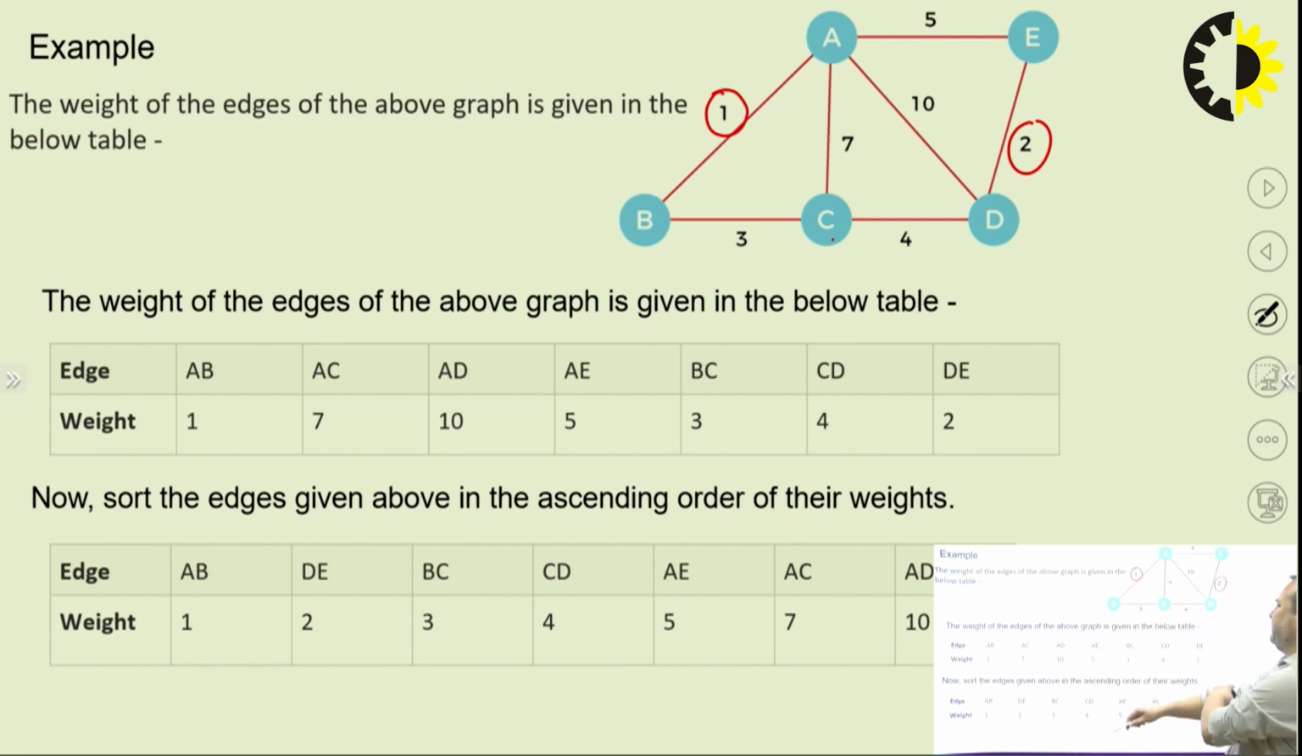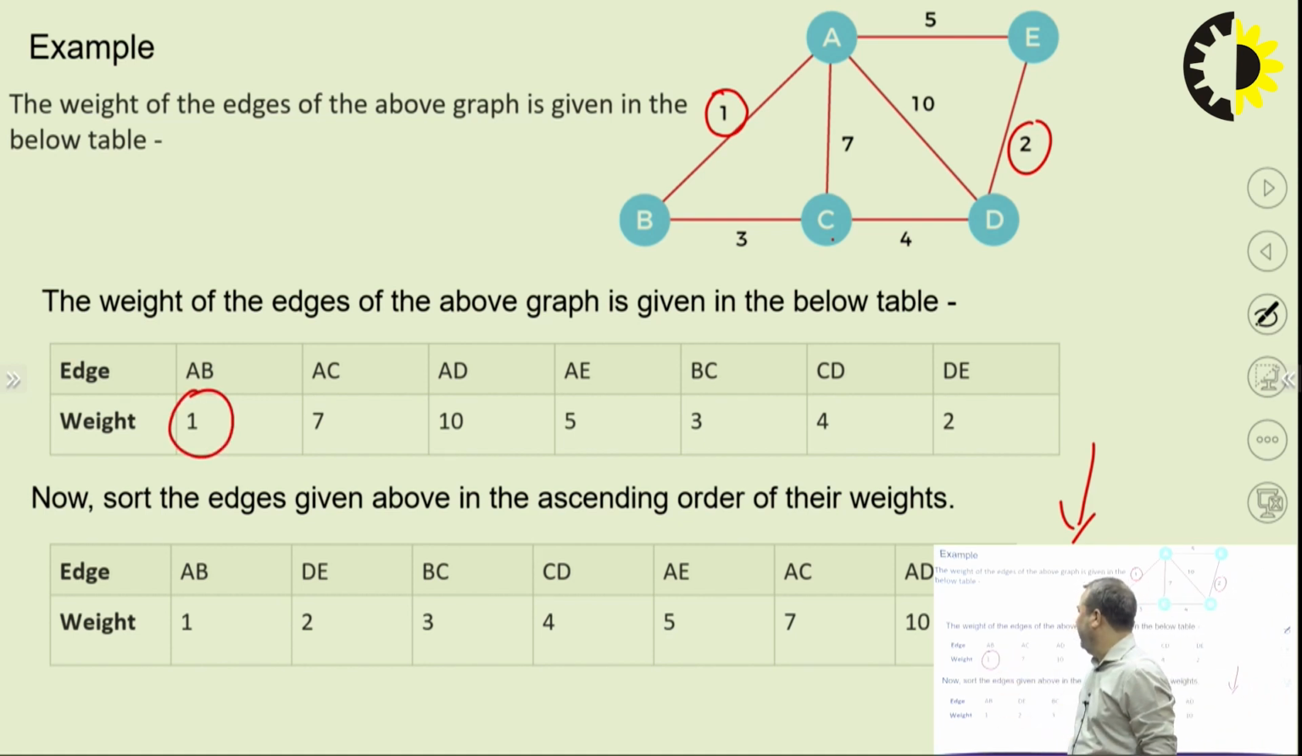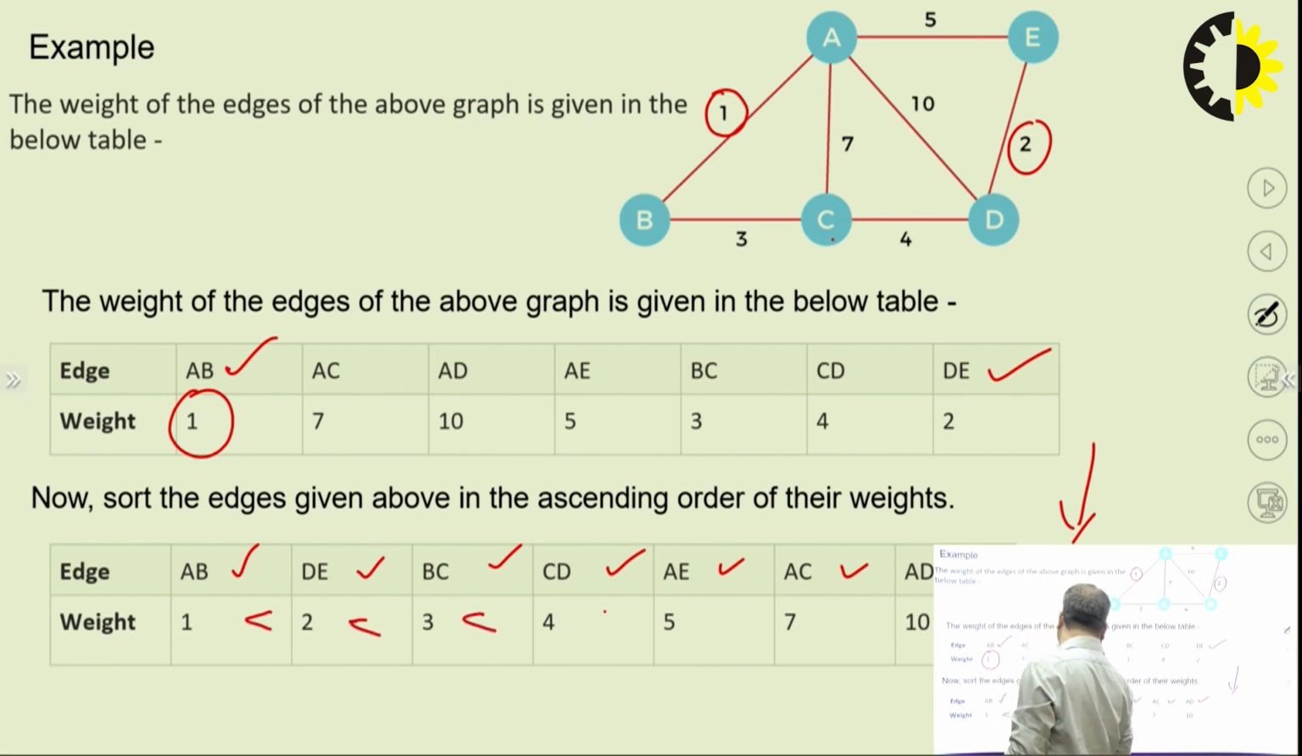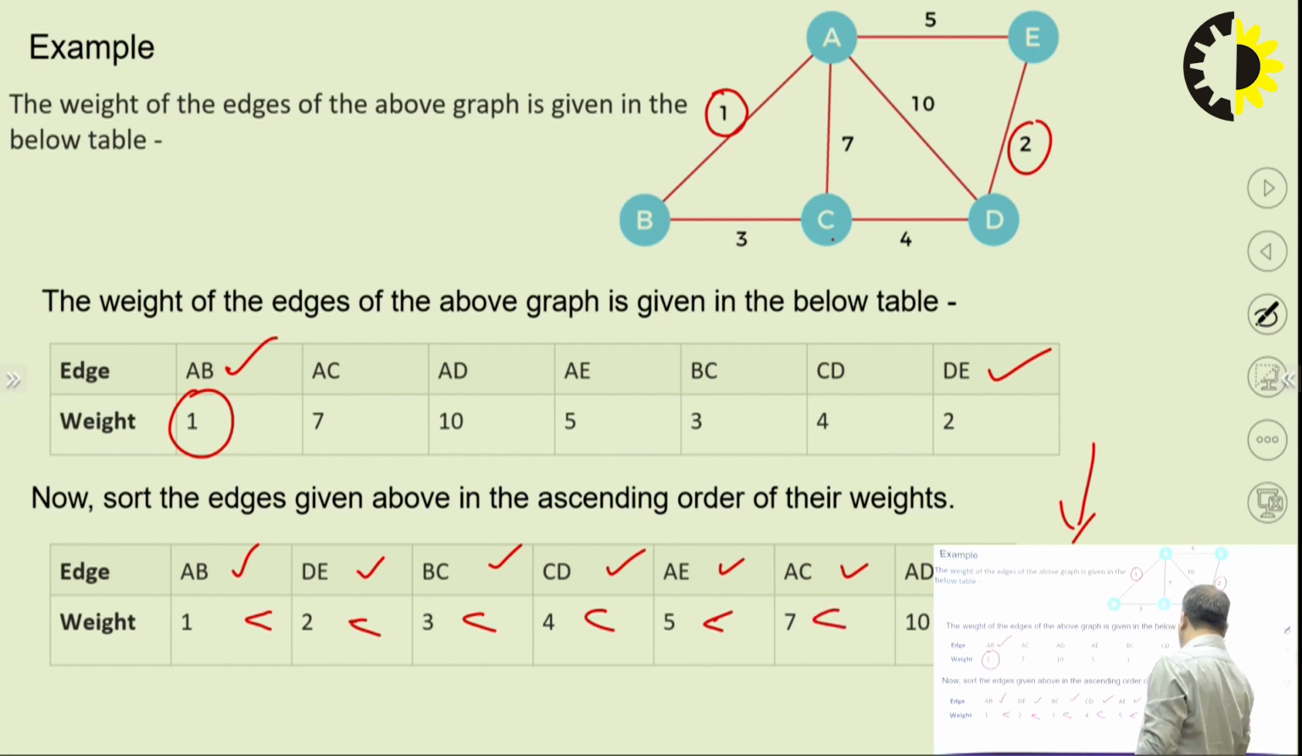Now by this way we can sort. So we rearrange the edges like here. We will write first AB, this one. Then we write DE. So here it is written. Okay, this is AB and DE, BC, CD, AE, AC and AD. So we have arranged them in increasing order. We have identified the edges in increasing order of sequence. Okay, now what do we require to do?